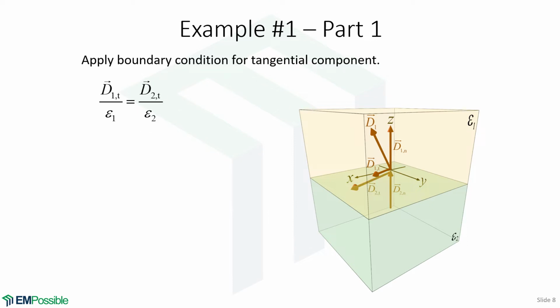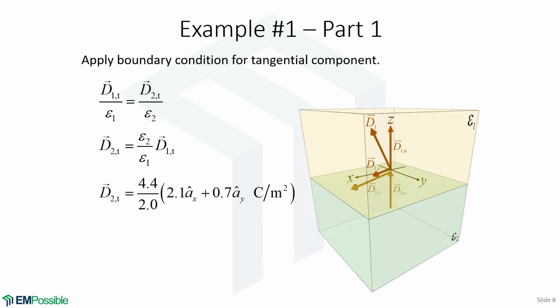Now let's solve the boundary condition for the tangential components. Now this boundary condition involves the permittivity because the tangential component of electric flux is not continuous across the interface, but this ratio of the tangential component divided by permittivity is. So we can solve this for the tangential component of D2 because that's what is not known. Now we can plug in all the numbers that we have. Our epsilon 2 is 4.4, our epsilon 1 is 2.0, and we can put in the tangential component of D1.